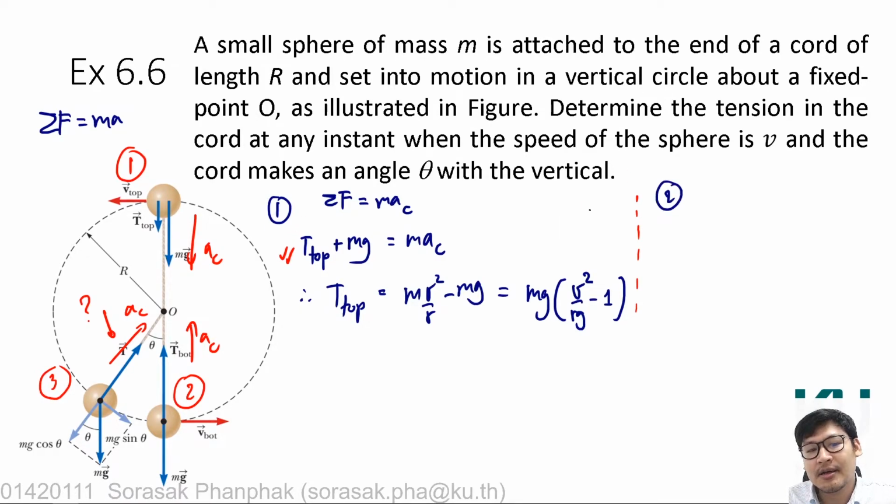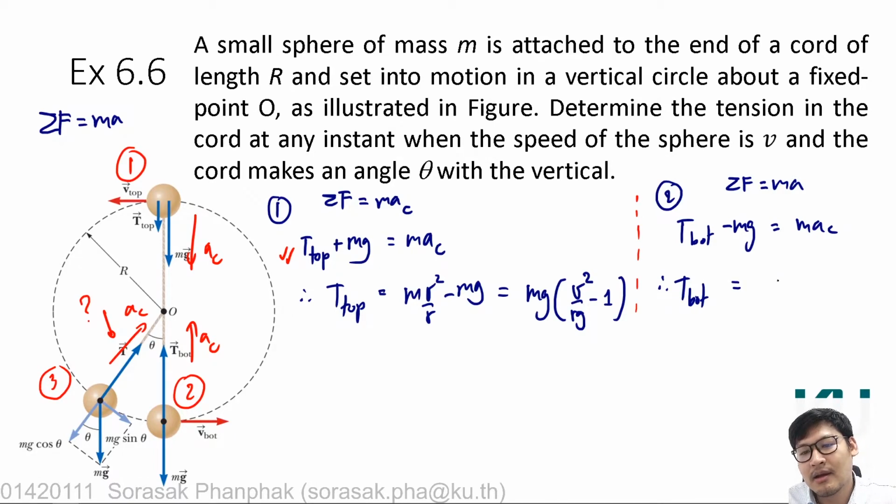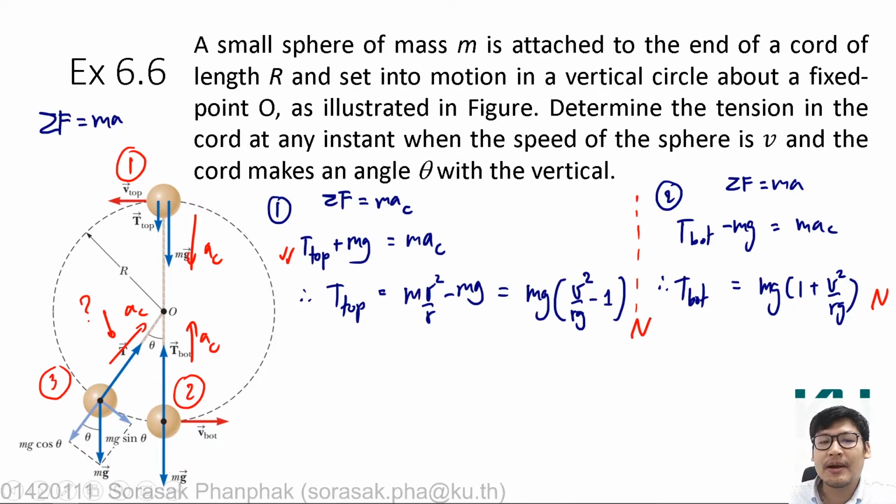How about at the bottom? You got sigma F equals ma in this case, which is the net force, T bottom minus mg equal to mac. So that T bottom is mg times (1 plus v square over rg) Newton, right? And what happens when there is an angle theta?